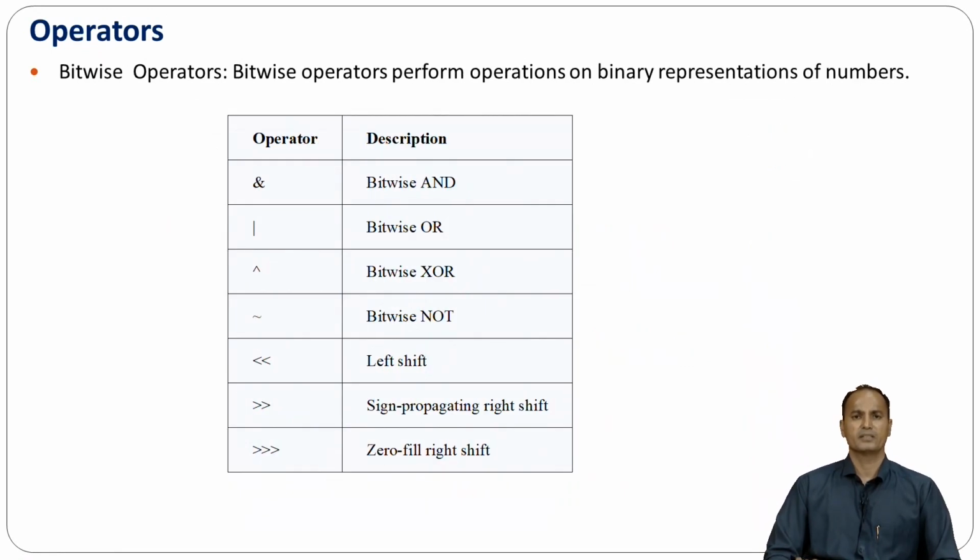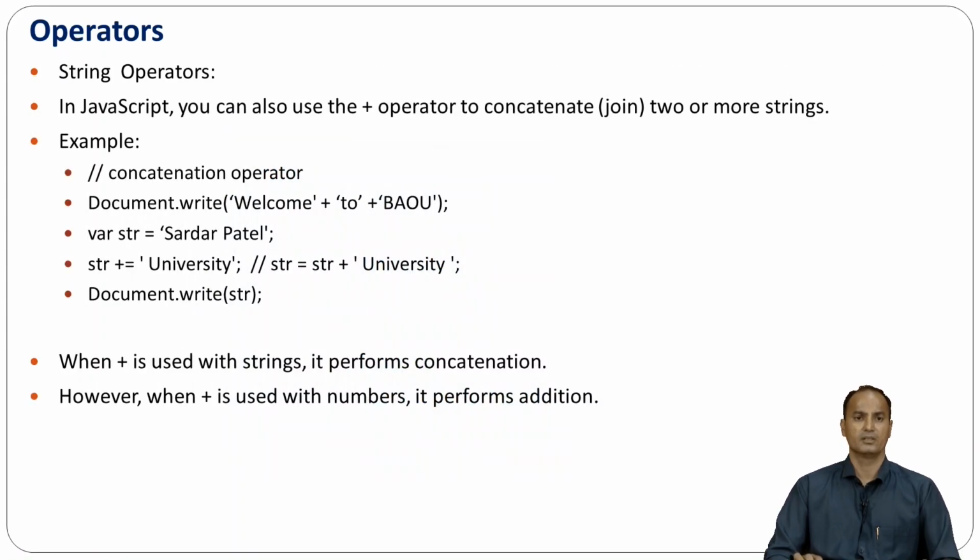Bitwise operators supported by JavaScript are ampersand, that is bitwise AND, pipe sign, that is bitwise OR, caret sign, bitwise XOR, tilde sign, that is bitwise NOT, double less than, left shift, double greater than, sign propagating right shift, and triple greater than, zero fill right shift. So these are the bitwise operators supported by JavaScript.